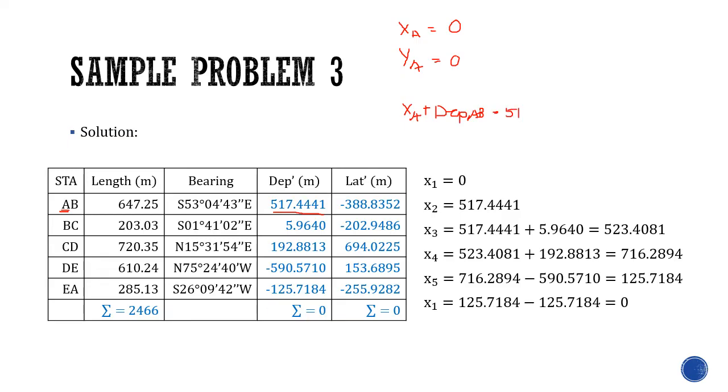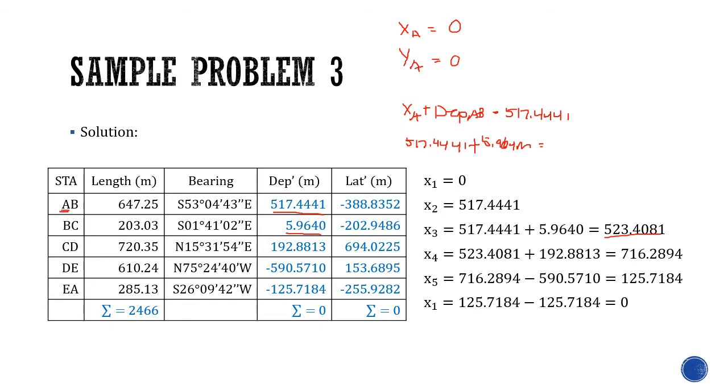Equal yan sa 517.4441. Now, from B naman, the x-coordinate niya is 517.4441. Para makarating ka sa C, kailangan mo mag-move pa east ulit. Positive eh. Okay, so gagawin mo, i-add mo ulit yan. Diba? Mag-move ka ulit pa east ng 5.964 meters. This is the coordinate of C.